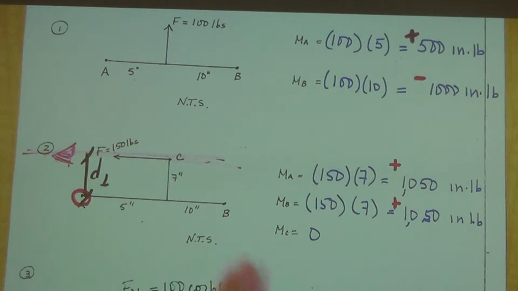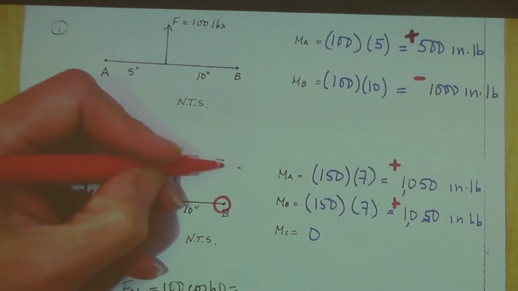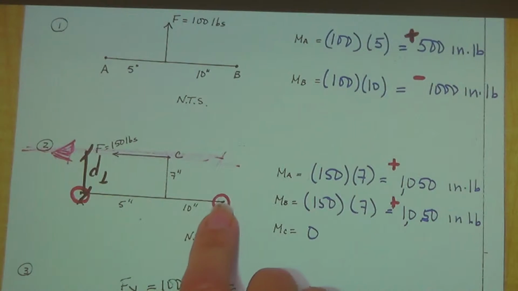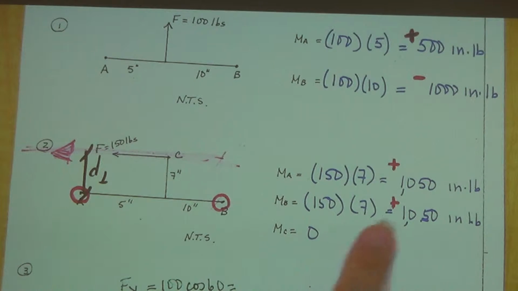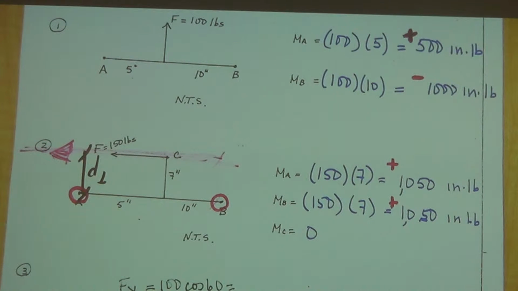Then I did the moment about point B. The magnitude is 150 times 7. 150 is the magnitude of the force, times again, the perpendicular distance is right here. It's 7, and I get 1050, and then I use my right hand rule. Fingers go in the direction of the force, palm goes towards point B, and I get a positive 1050 again.